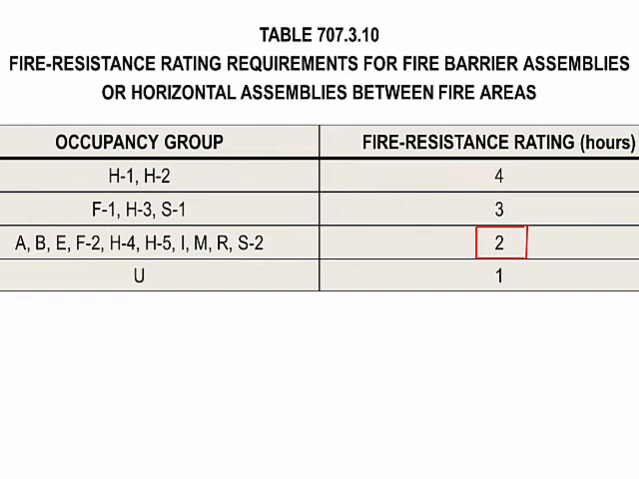We also have a Group F1. So we locate Group F1, and it indicates it requires a fire resistance rating of 3 hours to create separate fire areas. So in this case, we have to take the most restrictive, the highest fire rating, as was indicated in the section. So we need to have a 3-hour fire resistance rated wall.